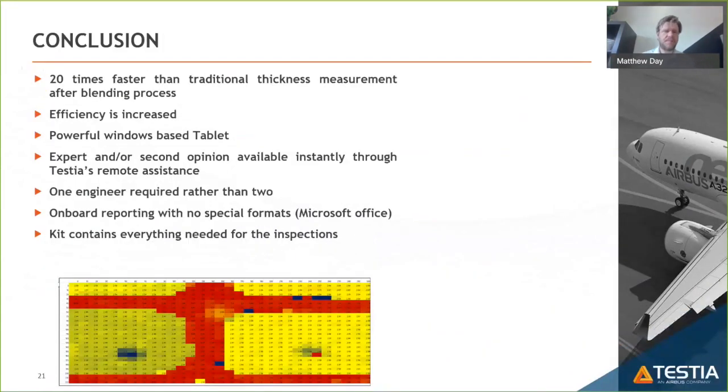Okay, so to conclude, it has been trialed and tested, and on repeat we see that the instrument, the thickness tool, is 20 times faster than the traditional thickness measurement after blending process. So, consequence of that is that efficiency is increased.